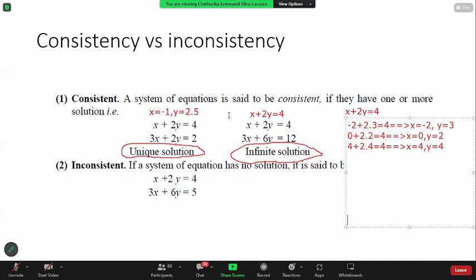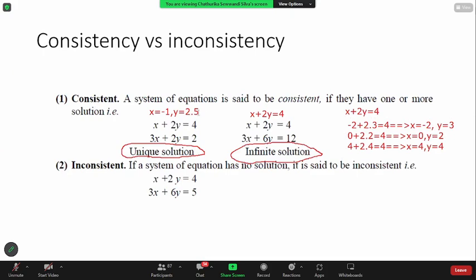So here, here only you have x equals -1 and y equals 2.5. But here you have infinite number of solutions, right? So that is the difference. Okay. So that is for the consistent.